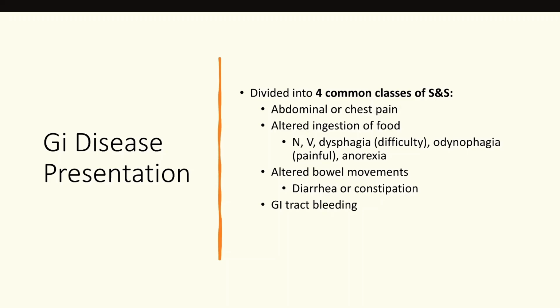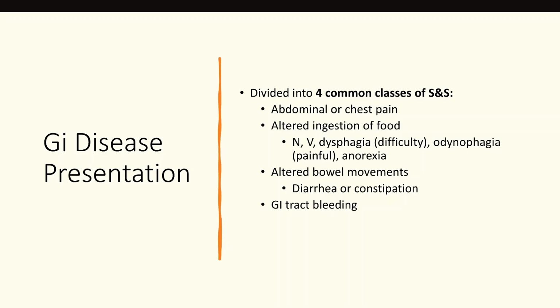The next one, are you having any problems eating? What's going in? Do you have a loss of appetite? Do you have any trouble swallowing your food? Is it painful? Are you not eating at all with anorexia? Where is the problem with ingestion of food? That's another one. The next one, altered bowel movements. Do you ask your patient, do you have any diarrhea or constipation? That's another bowel disease classification. Is it a problem on the output?